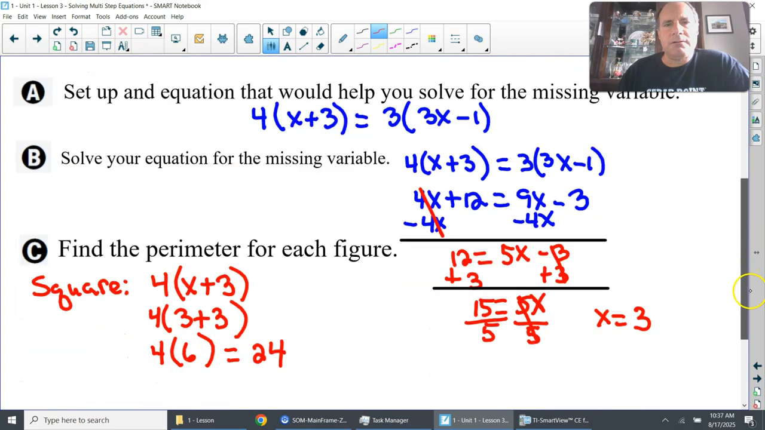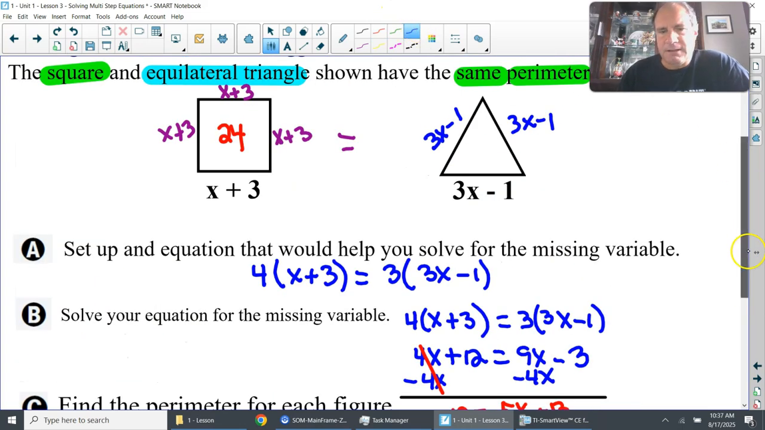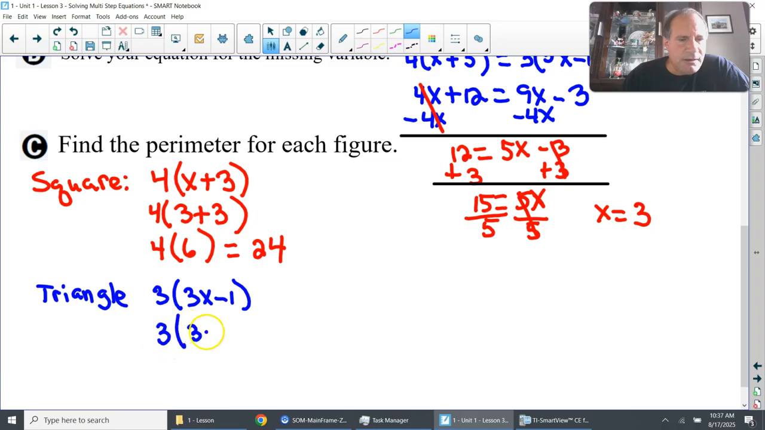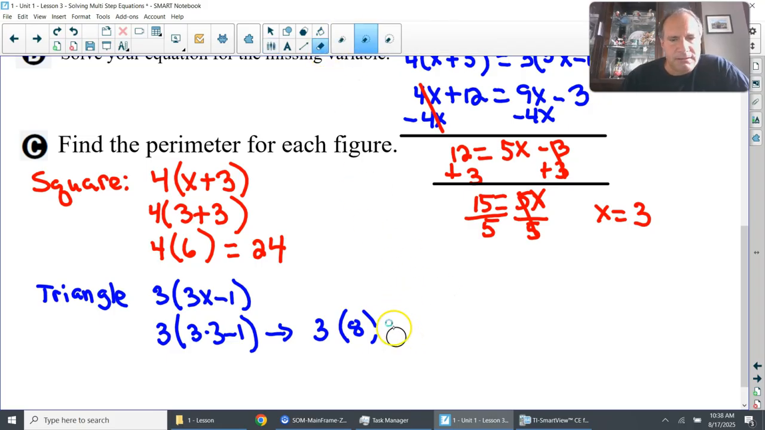For the equilateral triangle, I'm going to change my pen. For the equilateral triangle, it would be 3 times 3x minus 1. And the x is 3, so we're just going to put this as 3 times 3 times 3 minus 1. And we're going to make this 3 times 8, because that is 9 minus 1. And that would be 24.